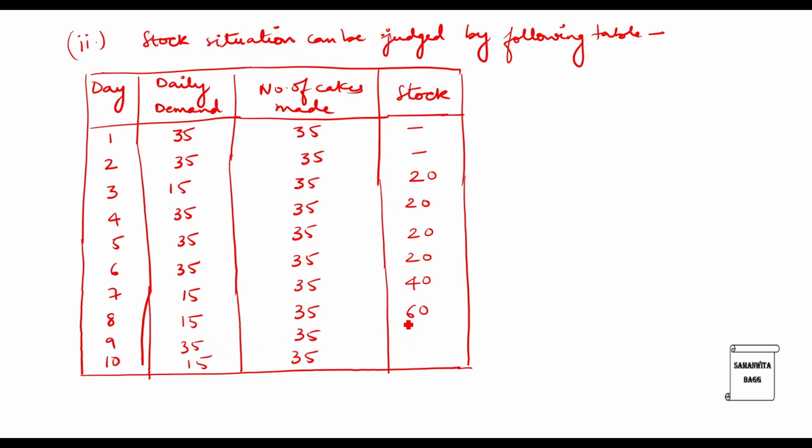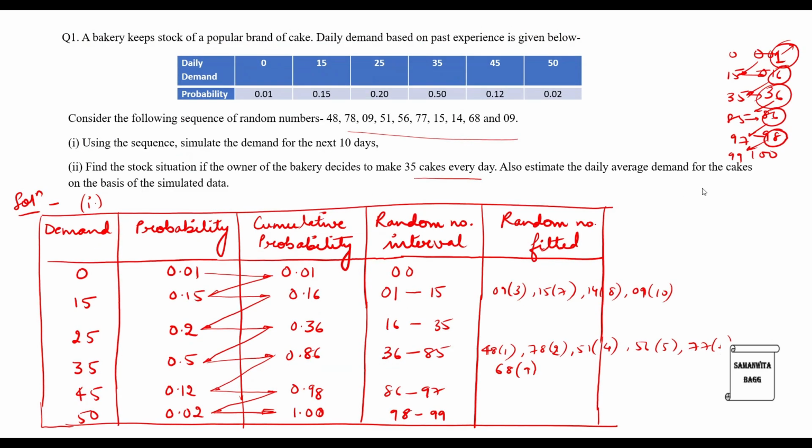9th day, he has made 35, sold 35. So no new stock, but the old one still continues. On the 10th day, he has made 35 cakes. He has sold 15 only. So 20 more cakes get added into his stock. So it is 80. Now we have to calculate what is the daily average demand for the cakes based on the simulated data.